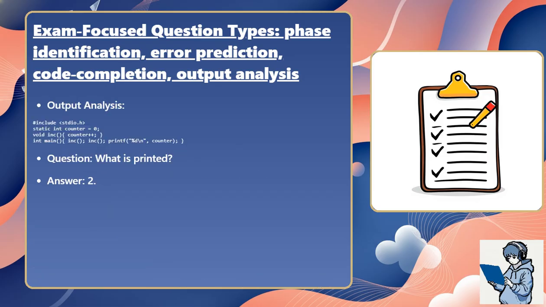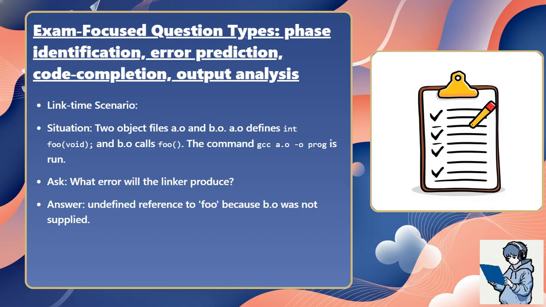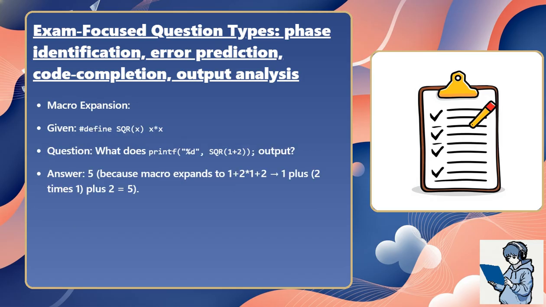The program declares a static integer counter initialized to 0, increments it twice and prints the value. It prints 2. The linker reports undefined reference to foo, because the object file that defines foo was not provided. The macro expands to 1 plus 2 times 1 plus 2, which evaluates to 5.